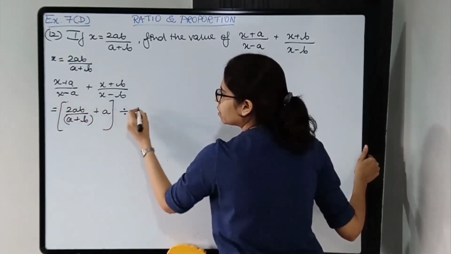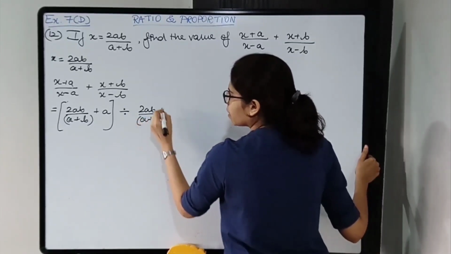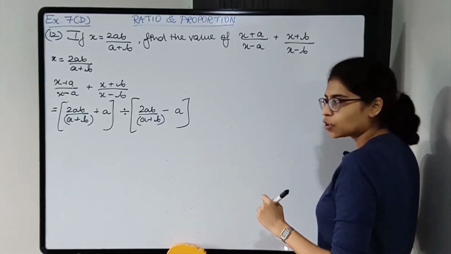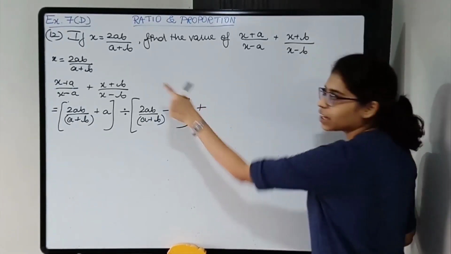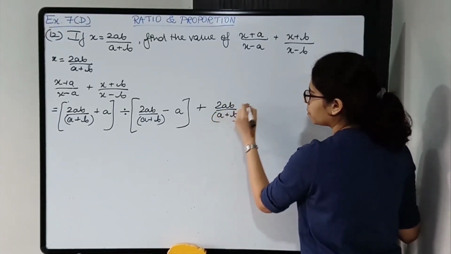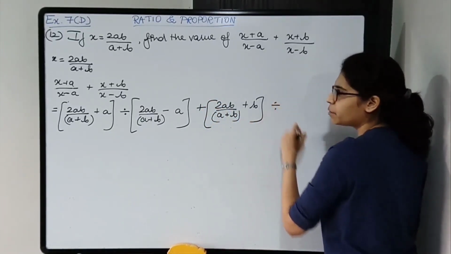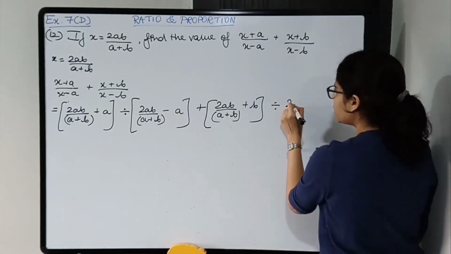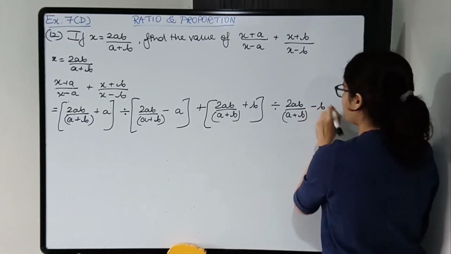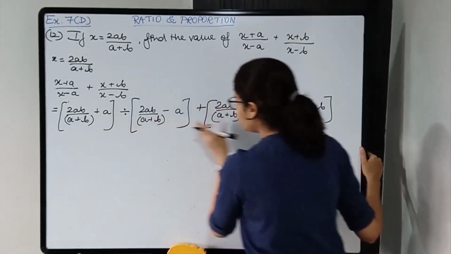Divided by, the denominator is x, that is 2ab upon a plus b, minus a, again put brackets. Plus we have x plus b, so x is again 2ab upon a plus b plus b. This whole thing is divided by x minus b, so x minus b is 2ab upon a plus b minus b. We need to solve each of these brackets.